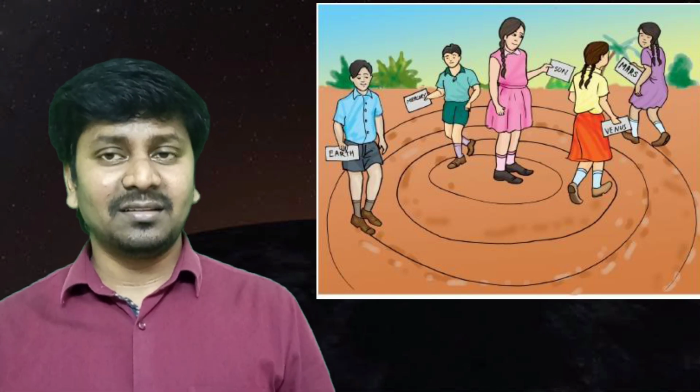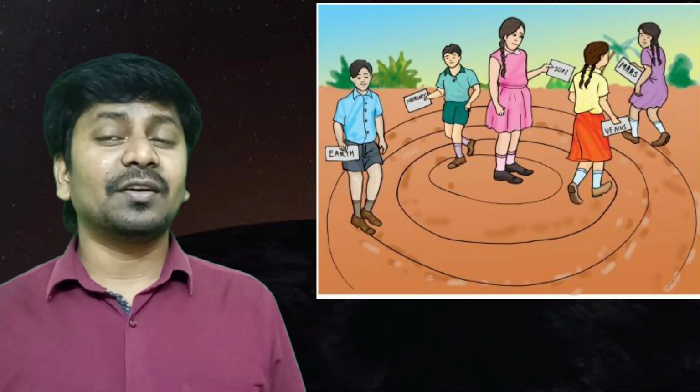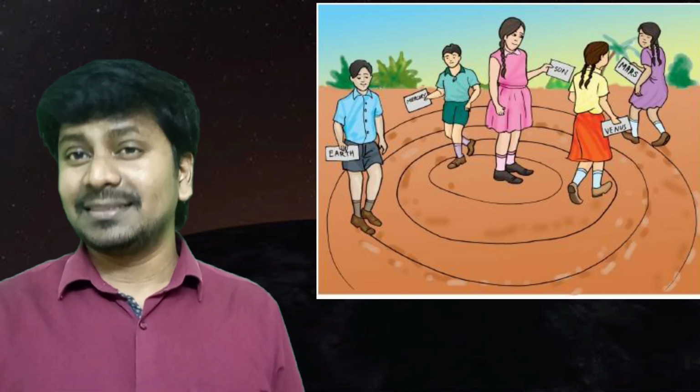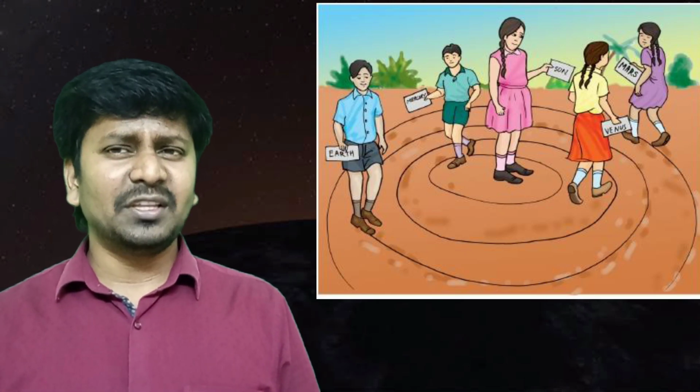Ask one of your friends to stand in the center and represent the sun. Your other 4 friends represent Mercury, Venus, Earth, and Mars. Ask your friends to move around the sun in anti-clockwise direction in their own orbits. Do they collide with one another?